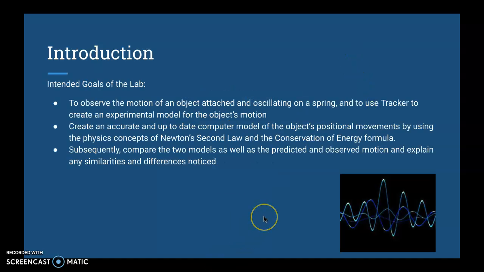Some of the intended goals of this lab were to observe the motion of an object attached to and oscillating on a spring, and to use Tracker to create an experimental model for the object's motion, to create an accurate and up-to-date computer model of the object's positional movements by using the physics concepts of Newton's second law and the conservation of energy formula, and to subsequently compare the two models as well as the predicted and observed motion, and explain any similarities and differences that were noticed. These concepts are all important for us to understand the sinusoidal motion of various different objects.